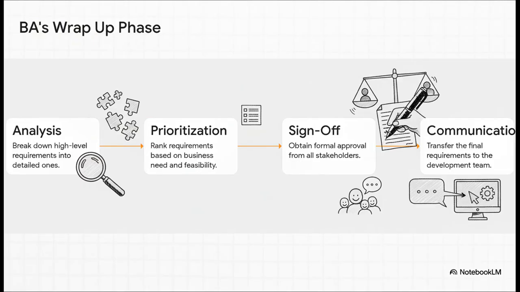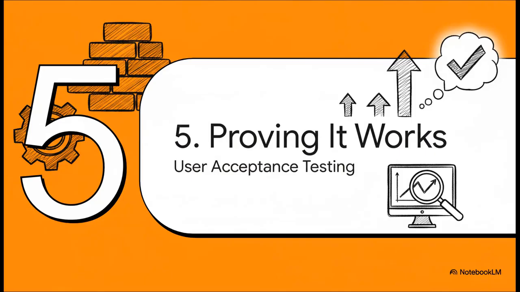So in this final wrap-up phase, right before the building begins, the BA analyzes and prioritizes all these stories. I mean, maybe a password reset is way more important to build first than, say, changing a profile picture. They get the final okay, the sign-off from the stakeholders, and then they clearly hand over these build-ready instructions to the developers.